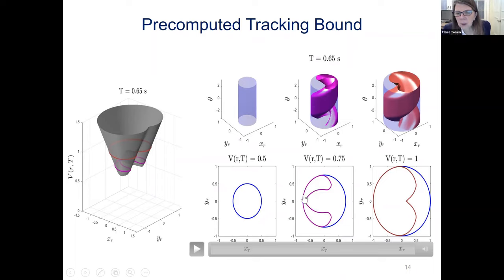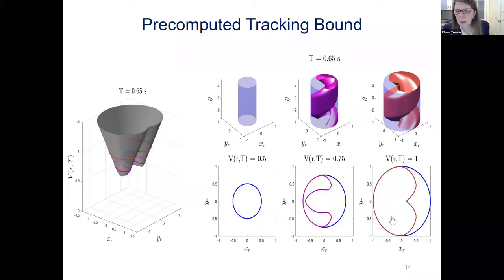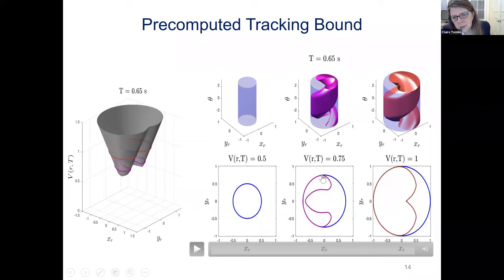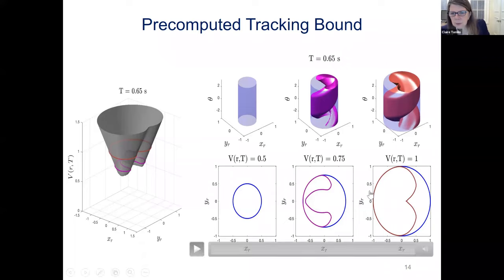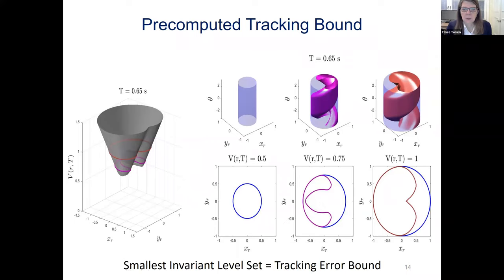Meaning that if the tracking model stays within this purple slice of the overall set, then it's guaranteed to stay within the purple slice using the control input we have available. And there's more volume here in the 1 meter set. These shapes just come from the dynamics. The four-dimensional model is basically a Dubins car with acceleration, so it can turn either way. So you see that symmetry around the turning angle, turning this way or that way to stay within that set. So the smallest invariant level set becomes the tracking error bound.